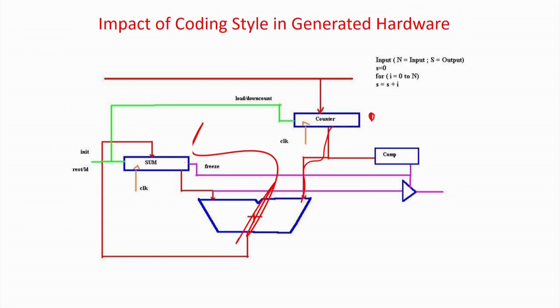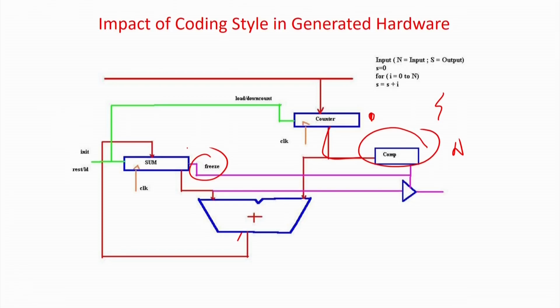So it will keep on taking the values from the counter, and it will do so until a comparator, which compares the counter output with n, signals a match. When the counter value is n, it will freeze the sum, so that the sum value is retained and s will have the value of s plus i. Now based on this, you have to design this architecture. Ideally speaking, no tool can do this.